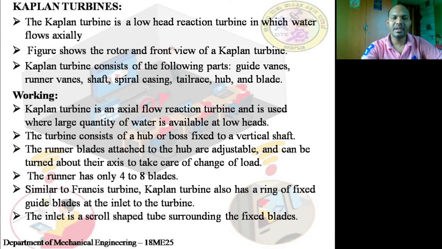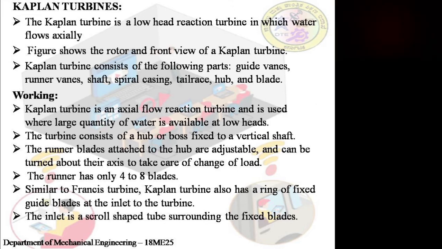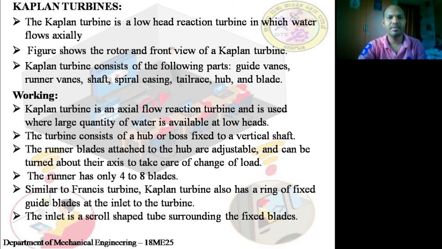The other type of reaction turbine is the Kaplan turbine. The Kaplan turbine is a low head reaction turbine which works even under 50 meters. Is it clear? So it flows axially. The figure shows the rotor and the front view of the Kaplan turbine. The Kaplan turbine consists of the following parts: the guide vanes, the runner blades, the shaft, the spiral casing, and the tail race, and the hub along with the blades.